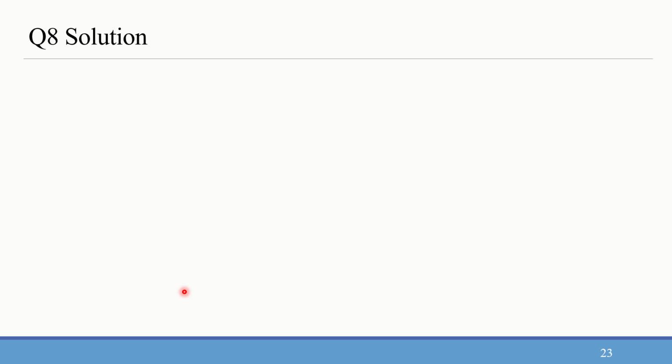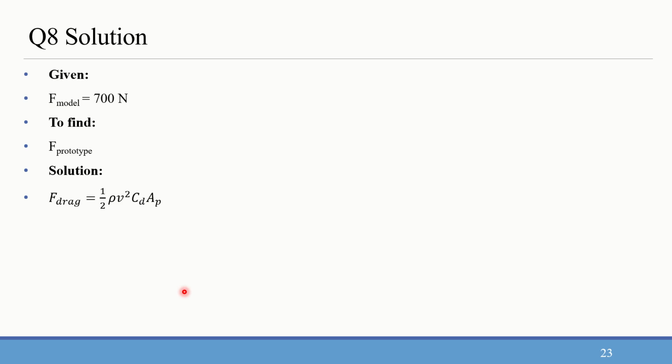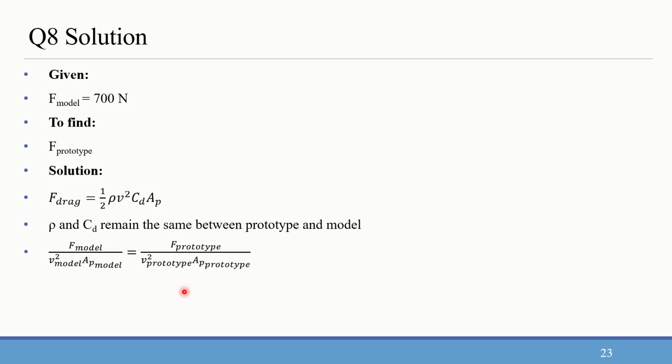So for that, we are given that the model drag is 700 Newton, and we have to find the prototype drag force. Drag is given by half into rho V square into CD into AP, and rho and CD remain the same between the model and prototype. CD is again a drag coefficient, a dimensionless parameter. So we are just taking rho and CD, let it be. We are taking half also, it is a number, it doesn't matter.